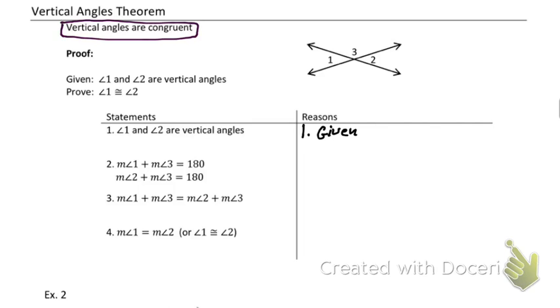So look back at step 2. It says measure of angle 1 plus measure of angle 3 equals 180, and measure of angle 2 plus measure of angle 3 equals 180. Note 1 plus 3 create that straight line, and 3 plus 2 also create that straight line. So by the definition of linear pairs, we can say that those two things equal 180 degrees. So we're going to use our definition of linear pairs.